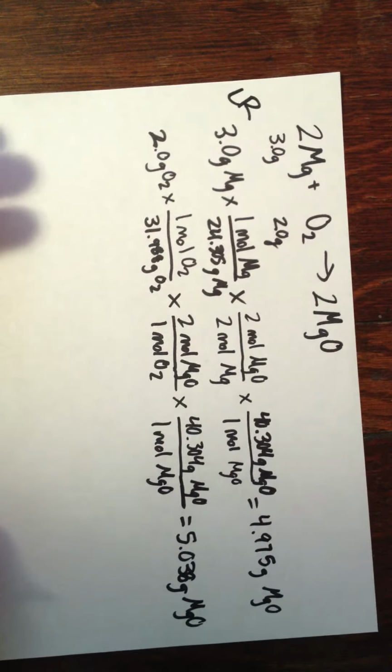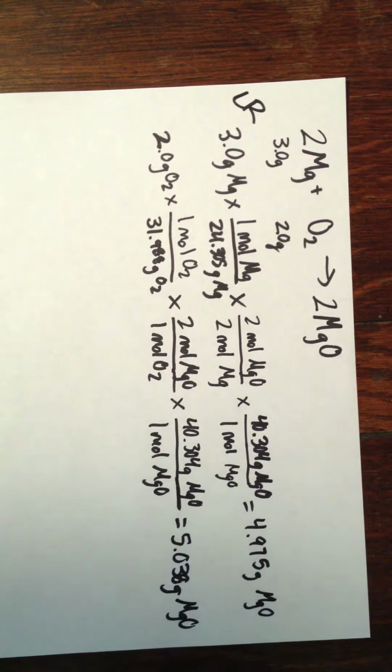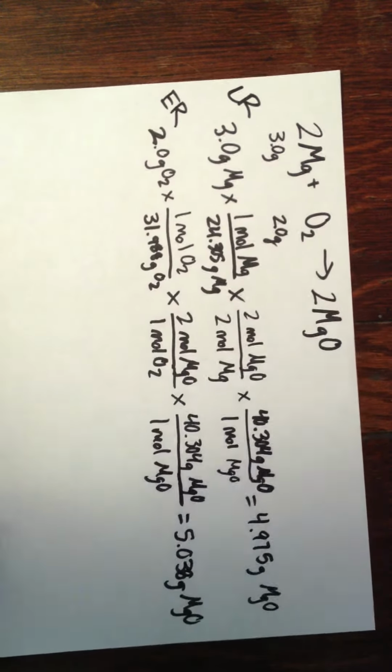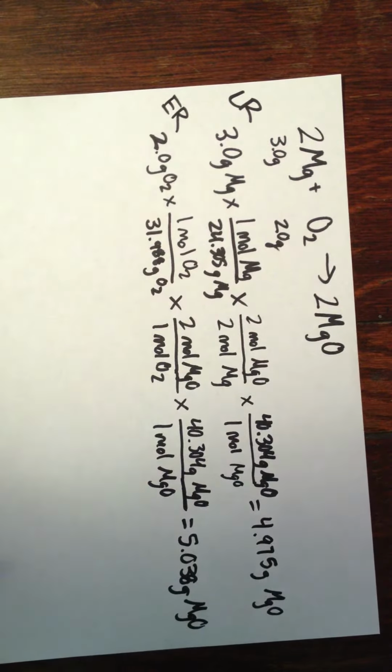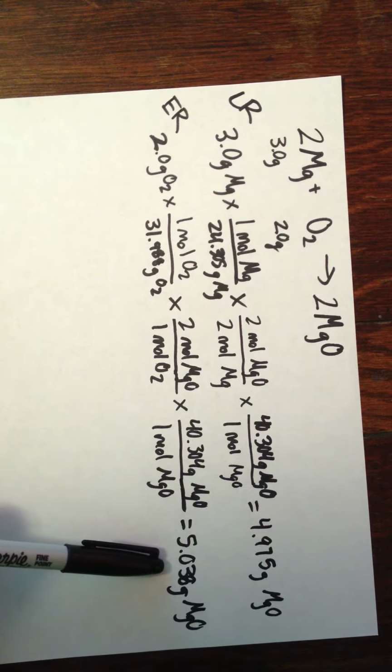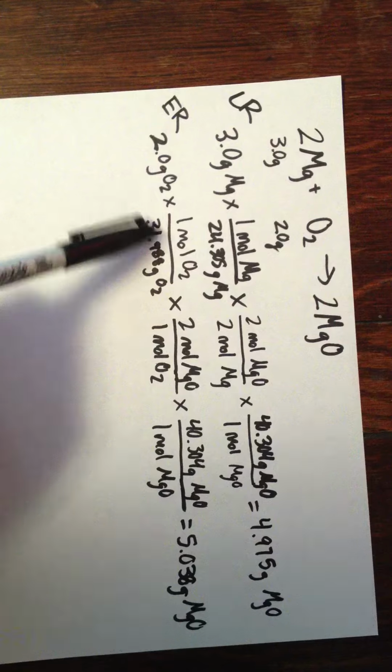You just put a little LR so you know that it's the limiting reactant. And then that would mean that the oxygen is the excess reactant, which you put an ER so you know that it's the excess reactant. Now you don't have to, but many times teachers will ask on tests and quizzes how much of the excess reactant is left. So basically you have to find out how much of this would be left based on how much you used here.